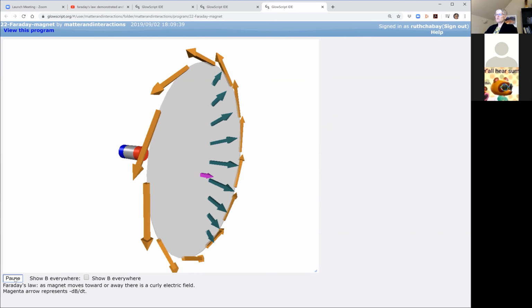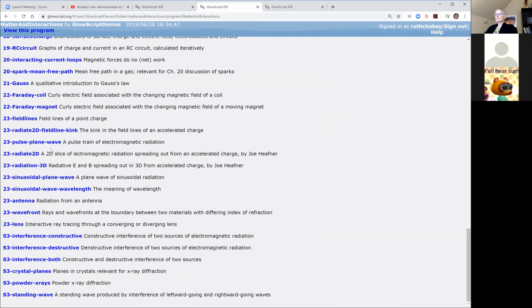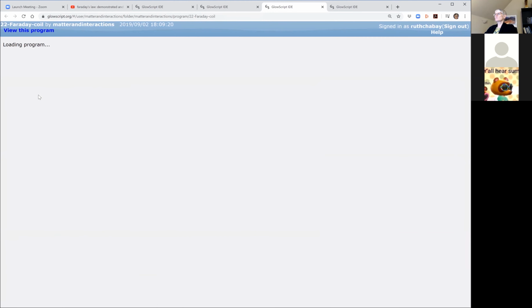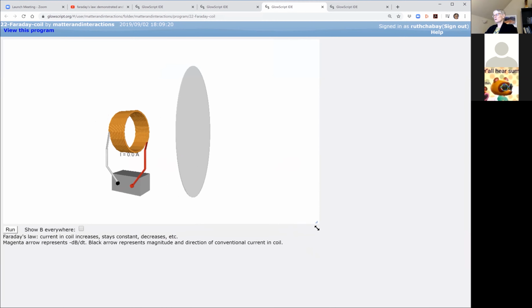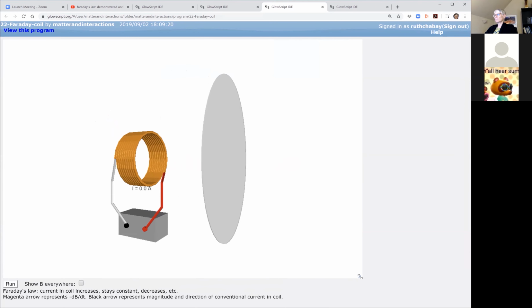Now, is this just motional EMF? We've got something moving. The answer is it's not motional EMF. It's actually different, because we don't need to move anything to get this to happen. We can get exactly the same effect by running a current through a coil. And so here on the left is a coil connected to a power supply.